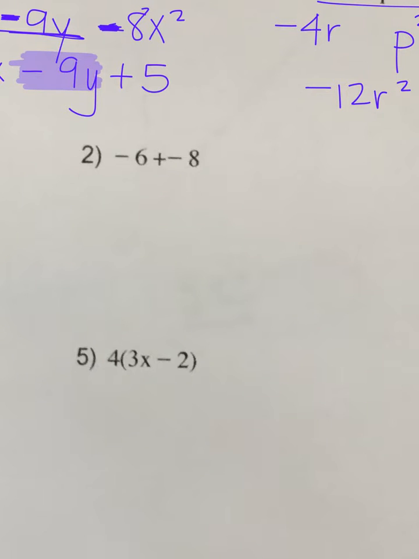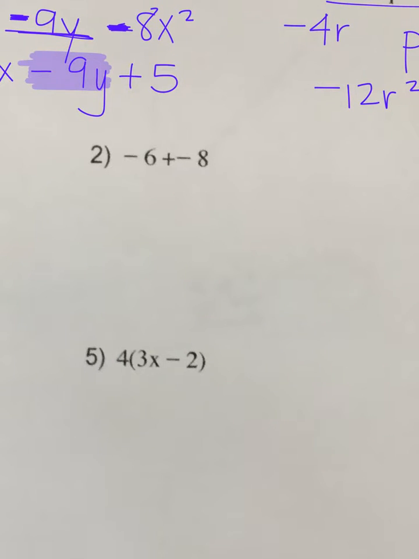Negative 6 plus negative 8. That equals negative 14. But I don't need that addition sign. It's just extra. So I'm going to take it out. And now my problem says negative 6 minus 8. It's the exact same problem. I just saved a step and didn't write the addition sign. It equals negative 14.